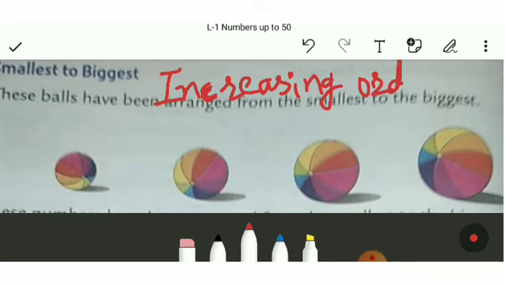This pen is not proper, that's why I cannot write in a proper way. Just try to identify. I have written increasing order. Smallest to biggest order is called increasing order. Increase यानी बढ़ते हुए जाना. That is called smallest to biggest or increasing order.